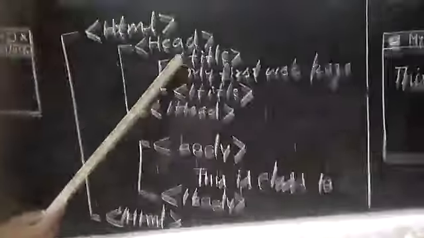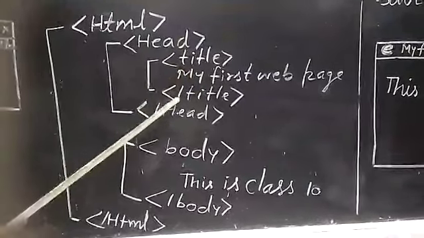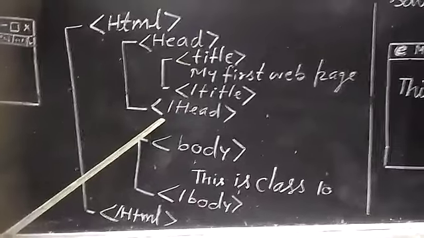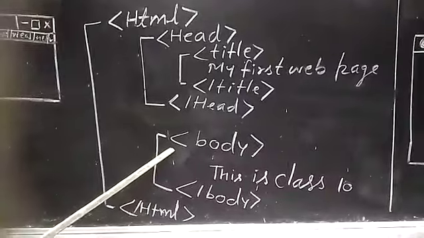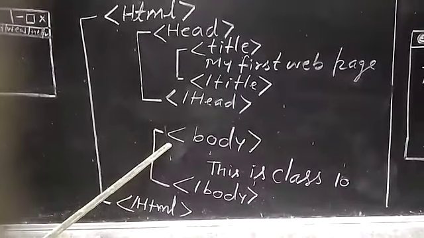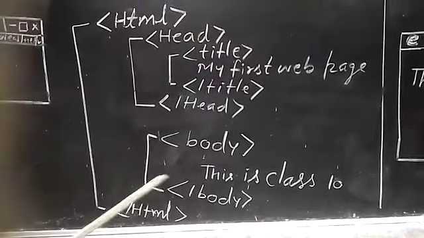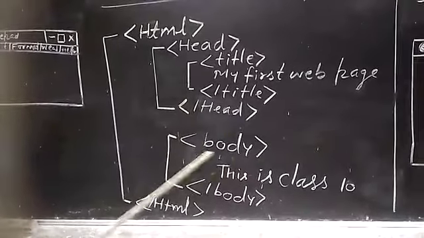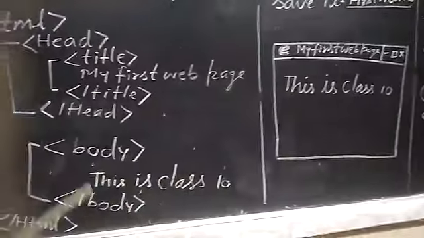Then we follow the same sequence. If we open title, then first we close it. Then we close the head section in the same sequence. After closing the head section, the body tag will start. Students, don't make this mistake. Some students, having already opened the head section, write body under the head section. It is wrong. You must close the head section before opening the body section, because only body section content will be displayed on the output window and nothing else.